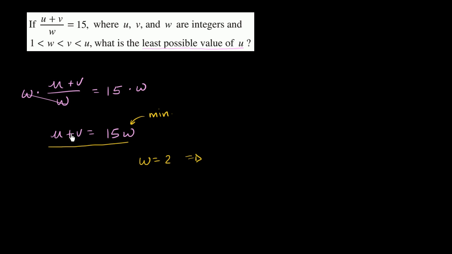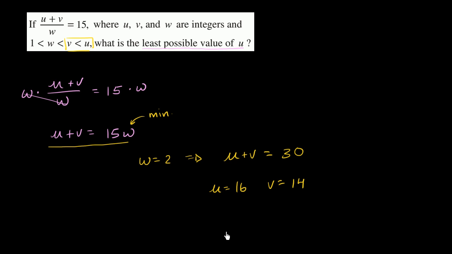So if w is equal to 2, this becomes u + v is equal to 15 times 2, which is equal to 30. Now, what's the smallest u, where u + v is equal to 30, where they're both integers, and u has to be greater than v? Well, u has to be greater than v, so they can't both be 15. They both can't be 15, but u could be 16 and v could be 14. So u would be equal to 16 and v would be equal to 14.